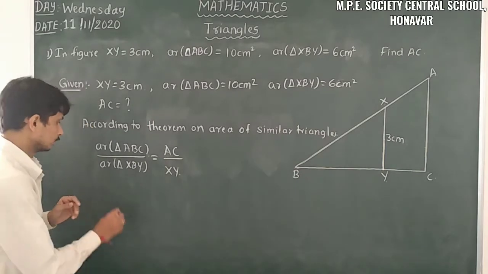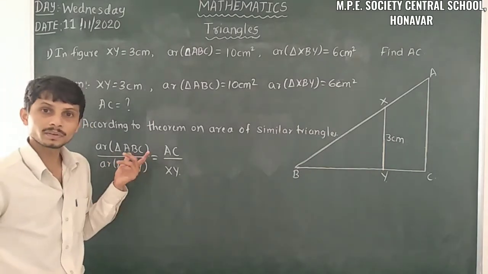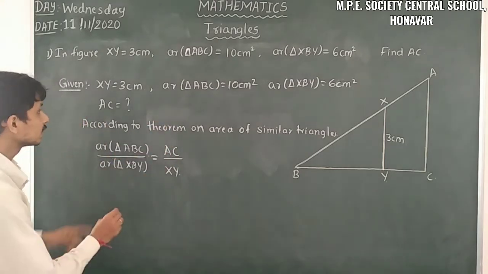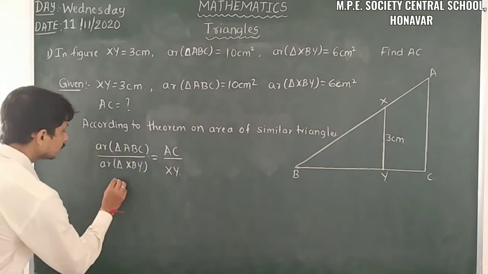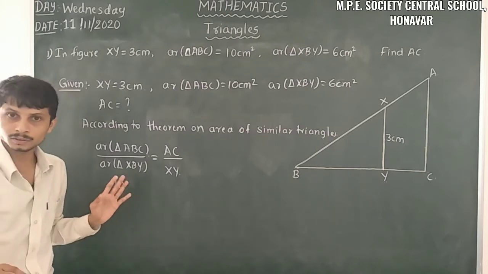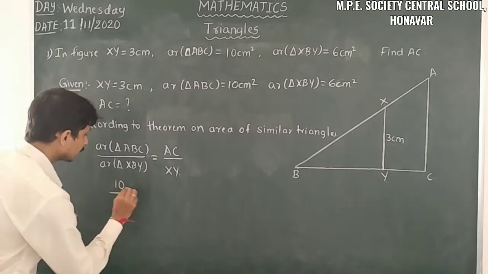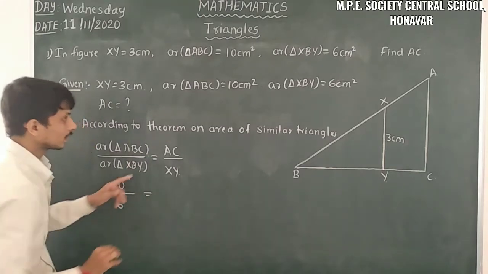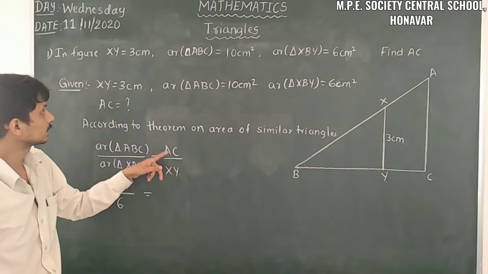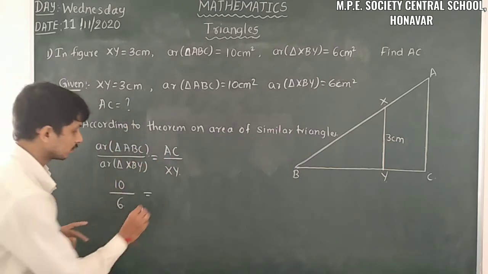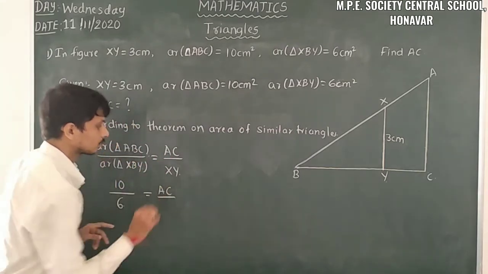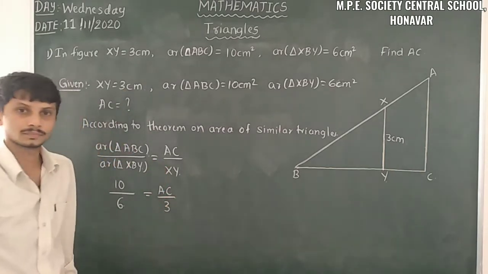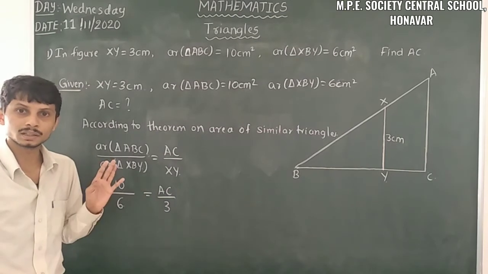And then here we have some values. We have to insert all the given values. Area of triangle ABC is given, it is 10, divided by area of triangle XBY, which is 6, is equal to AC squared. AC we don't know, we have to find that out. Keep it like that only. And XY we have 3.